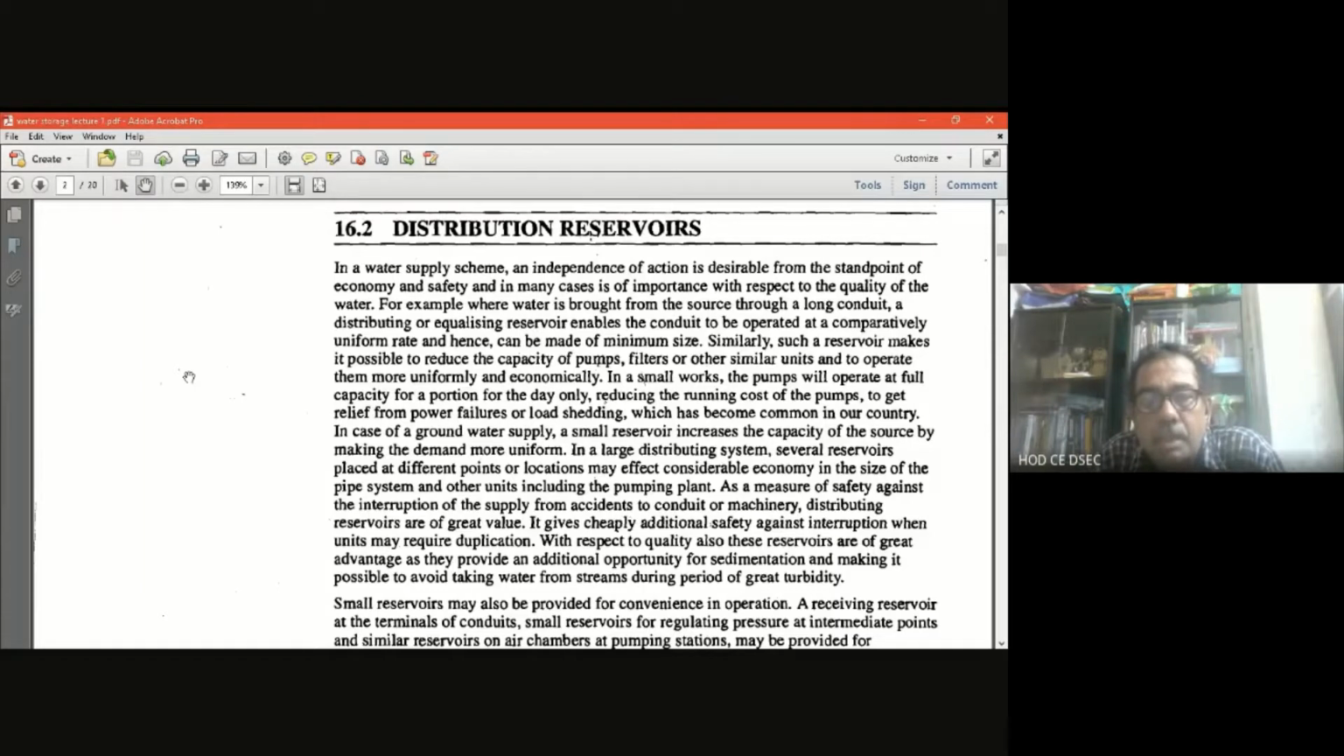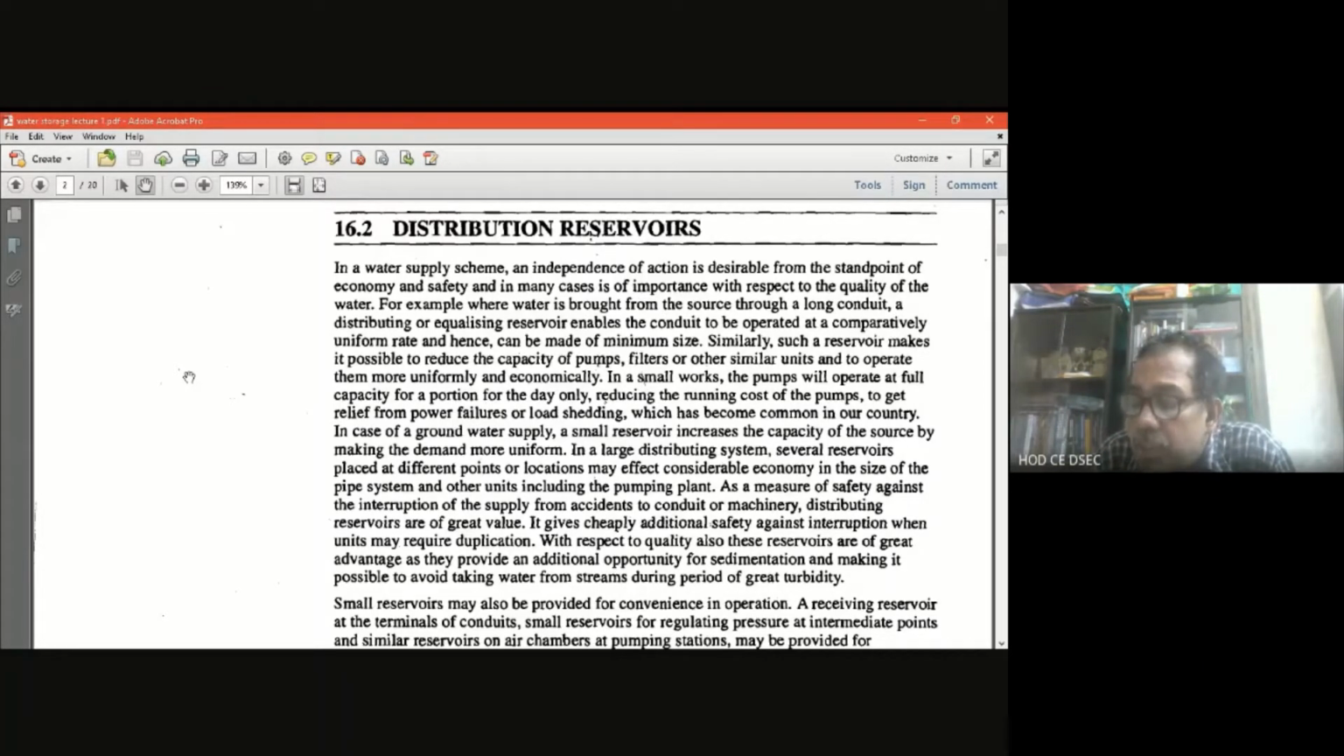Now, in the last class, the 21st lecture, we described the process of the analysis part, that is the pipe network distribution analysis. Today I will describe the reservoir, that is the storage and distribution reservoir, and I will show you how to determine the capacity of the reservoirs. Very important as far as your syllabus is concerned.